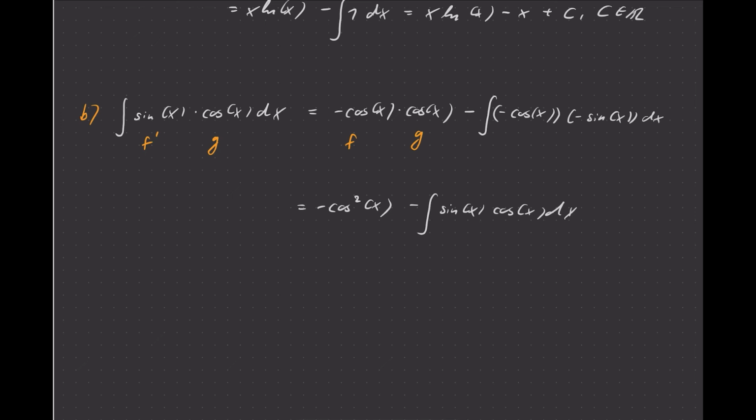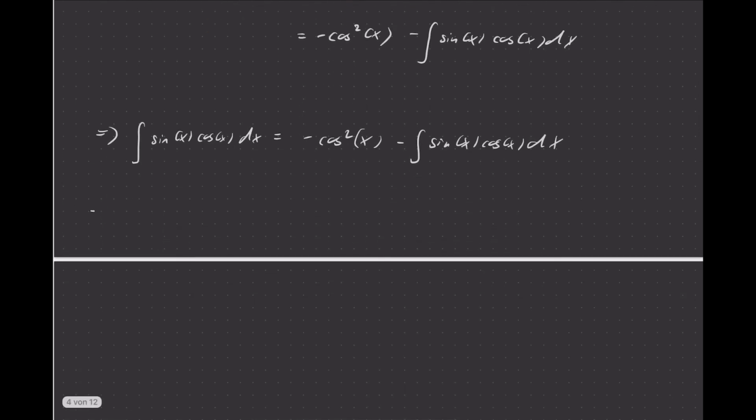Now what do we gain from that? Basically we're back to where we started, right? So this is sine x cosine x, this is the original integral. We did a pretty useless reformulation here, you might think, but if you look at that more closely, you can see that actually what we have is an equation. So here's our equation. We have the sine x cosine x integral equals minus cosine squared x minus this integral once again.